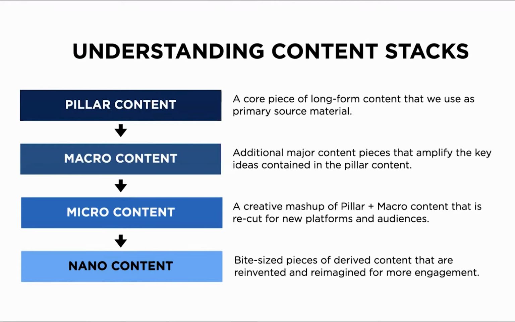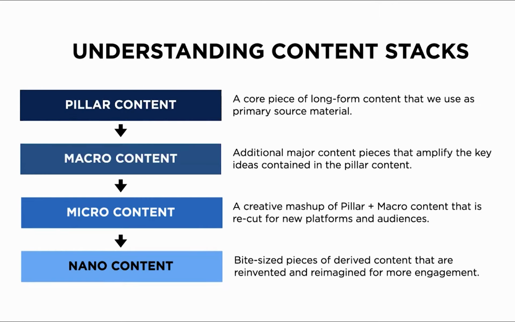So here's what this looks like. For a content stack, our nomenclature is that there is pillar content at the top, then macro content, micro content, and nano content. Let's define these. Pillar content is the core piece of long form content that we use as primary source material. Whatever our period of content creation is, that could be a month, a week, or a quarter, we're going to start by defining our content pillars first. That's the basis of everything we create.